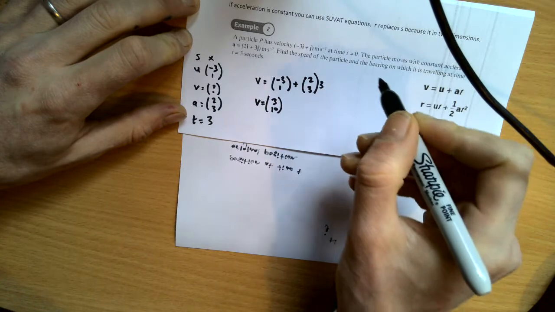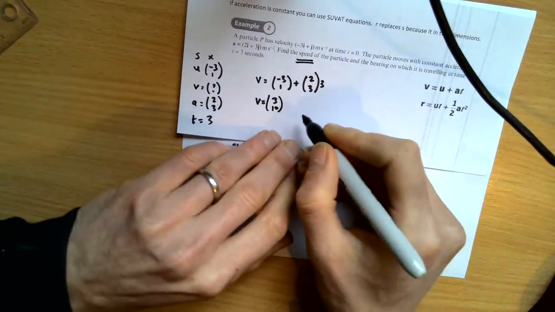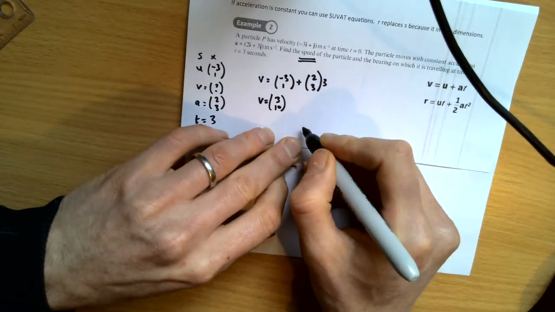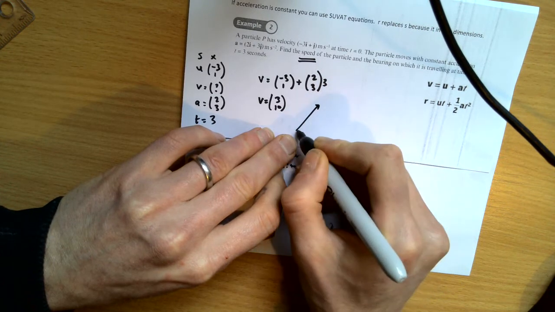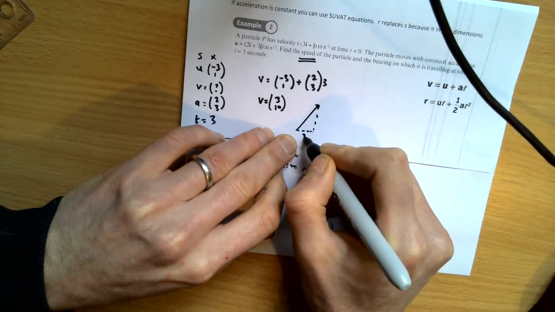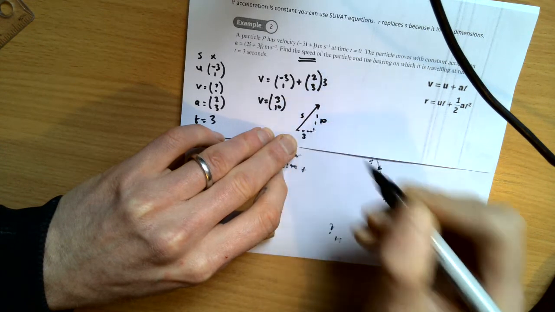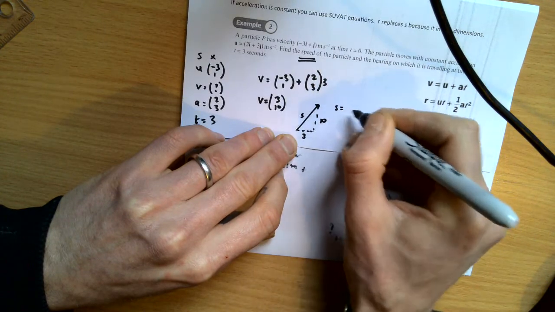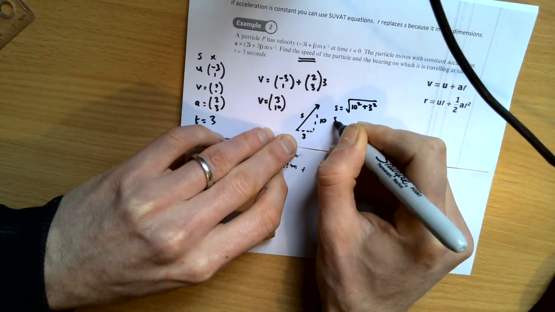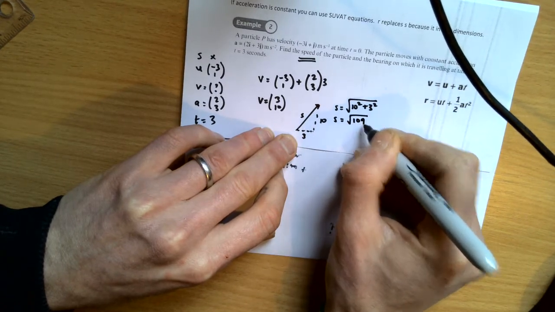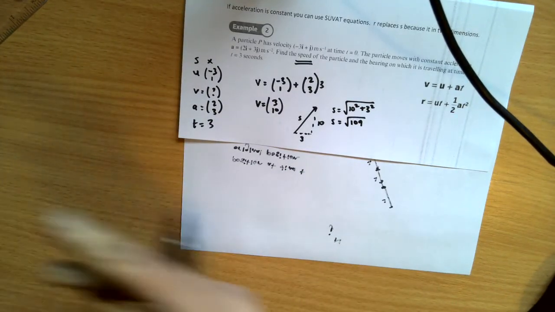Now it wants the speed. We want the speed, which is the magnitude. So let's put that into a little diagram. So we've got 3 across and 10 up. We want to know the speed here. Speed equals the root of 10 squared plus 3 squared, root 109, which I believe is 10.4.